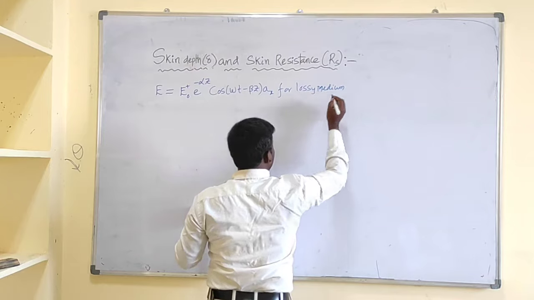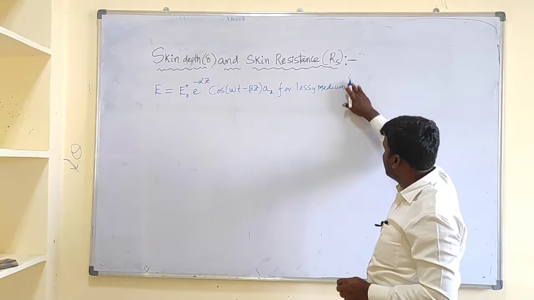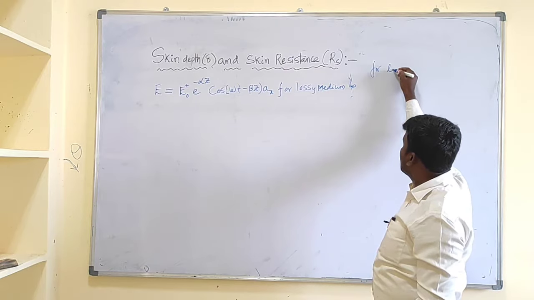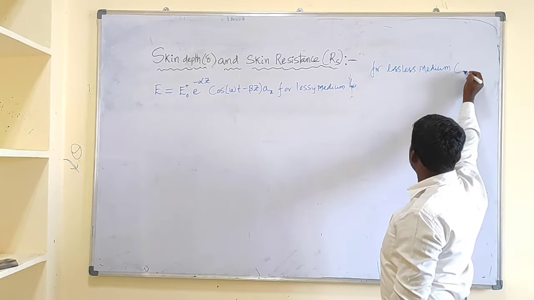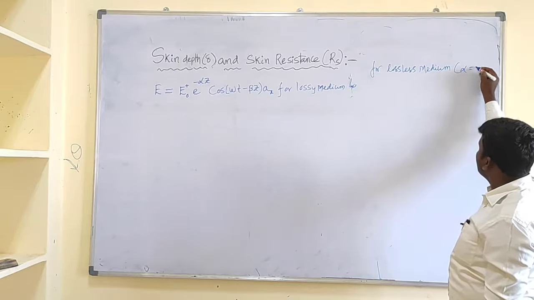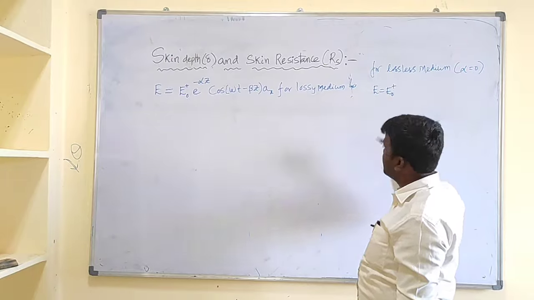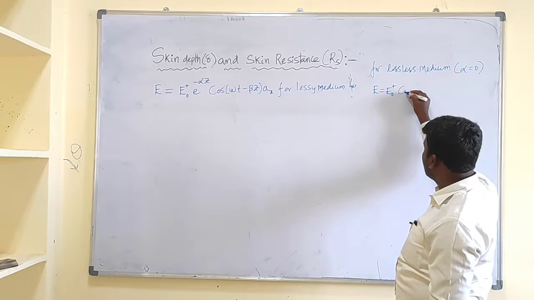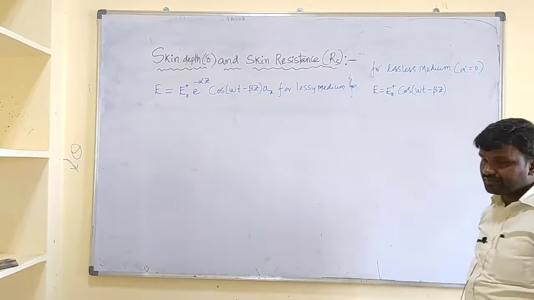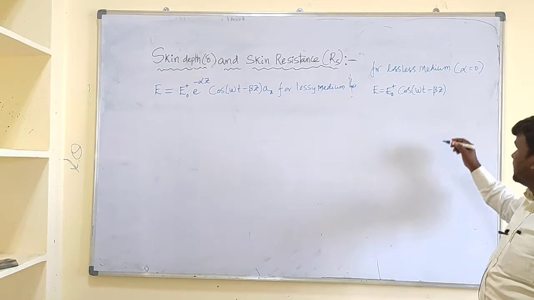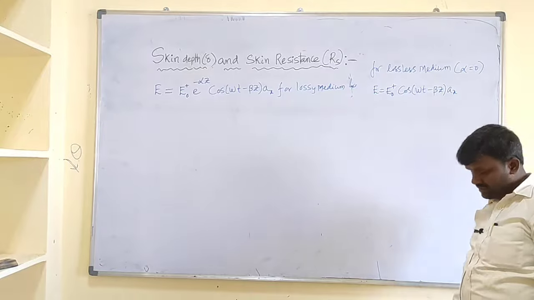Similarly, for a lossless medium or free space, I will write for lossless medium. What is meant by a lossless medium? For a lossless medium, we already derived that alpha is 0. As alpha is 0, E can be represented as E equal to E naught plus cos of omega t minus beta z ax.